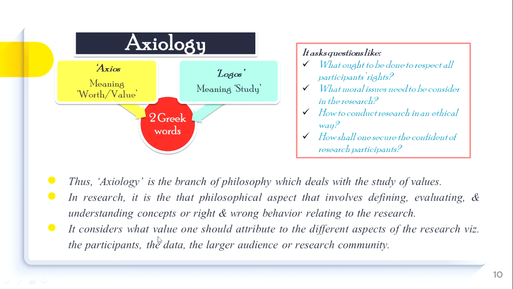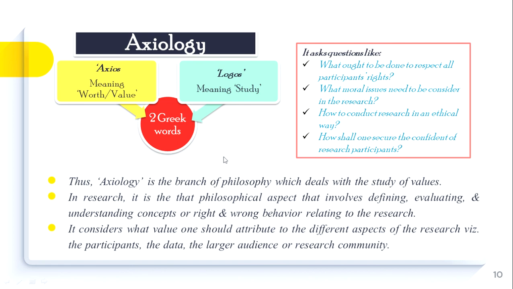It considers what values one should attribute to the different aspects of the research, that is, to the participants, to the data, to the larger audience, or the research communities. So axiology is a very essential part of any kind of research. In axiology, all these ethical aspects of research are considered. For example, before undertaking research, you have to take consent from the participants. You have to tell them how they are going to contribute to the research by participating in it.